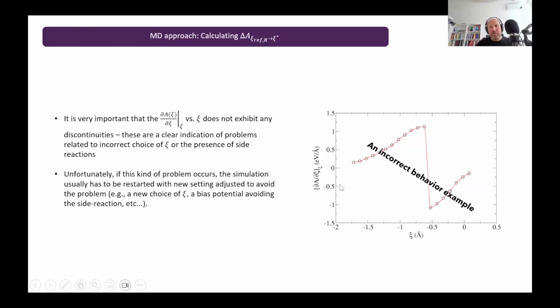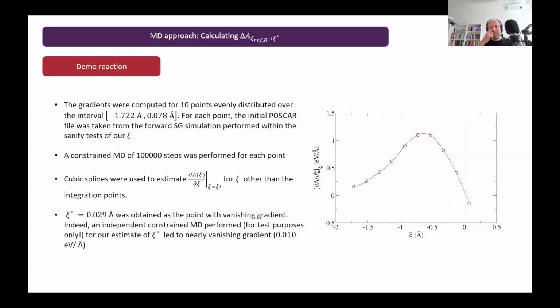So now, once again, once we plot gradient as a function of psi, we don't want to see any discontinuities. As before, a discontinuity just means your psi simply doesn't work, or a side reaction took place. In either case, you need to do something about that. You need to make a new choice of reaction coordinate or introduce some bias potential to avoid the side reaction. And that unfortunately also means that all the data that you produced up to this point could be thrown out, and you must start over.